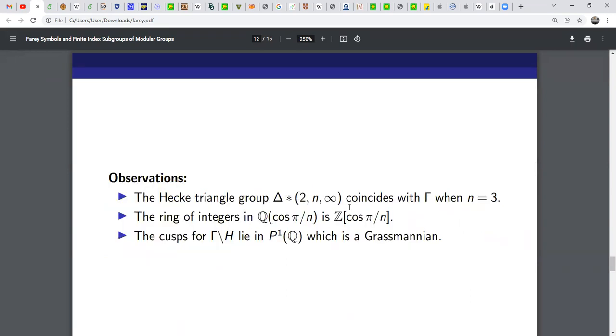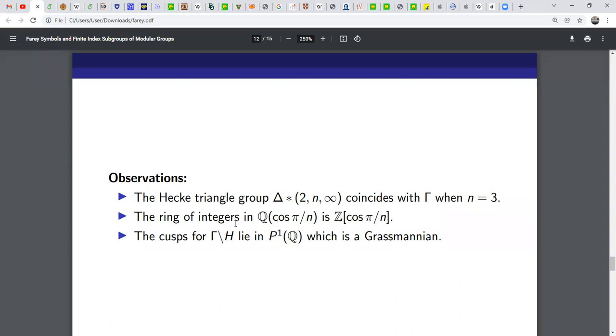Now there are some observations here. The Hecke triangle group delta star 2n infinity. What is PSL2Z? It is the Hecke triangle group delta star 2n infinity for n equal to 3. The reason why we only had to work with rational numbers is that for n equal to 3, this cos pi by 3 is a rational number. So we just end up with the rational field Q, right?